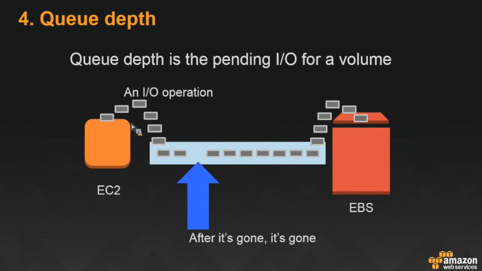So queue depth. Queue depth is the amount of IOs which are waiting to go into the block device. And queue depth is an important aspect because with network attached block storage, a higher or lower queue depth will impact our latency, and we'll see that in the graphs as we go through.